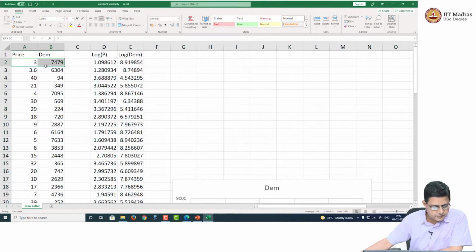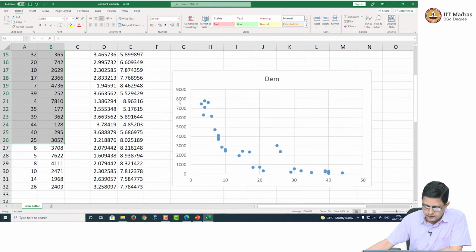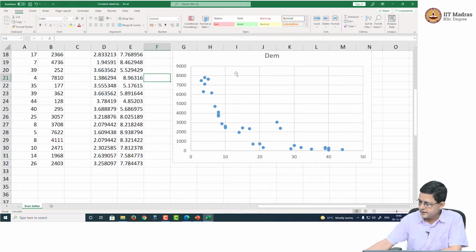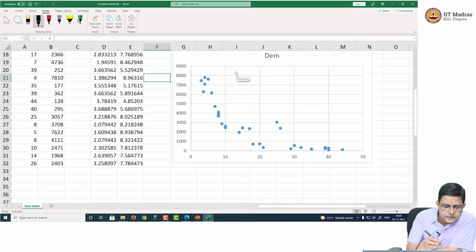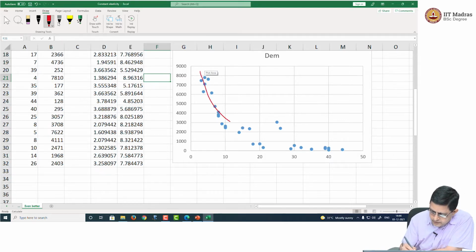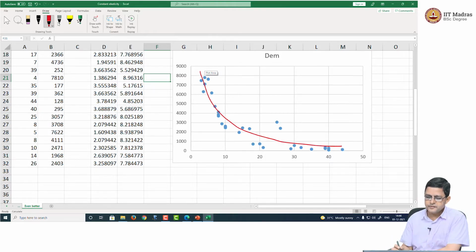And if you simply plot the relationship between price and demand, it looks like this. It is not very difficult to see the kind of relationship. The relationship looks something like this, which is clearly the constant elasticity relationship, where D is equal to C into P to the power of negative epsilon, where epsilon is the elasticity.